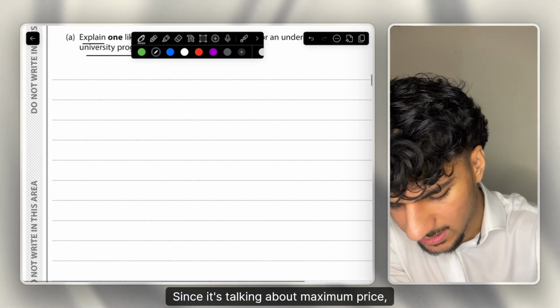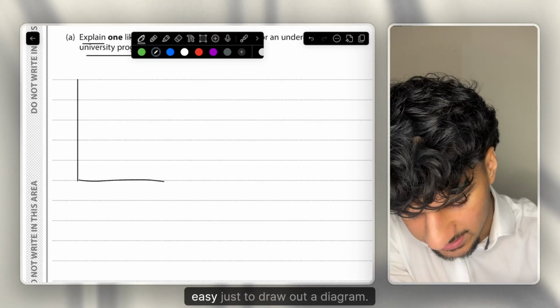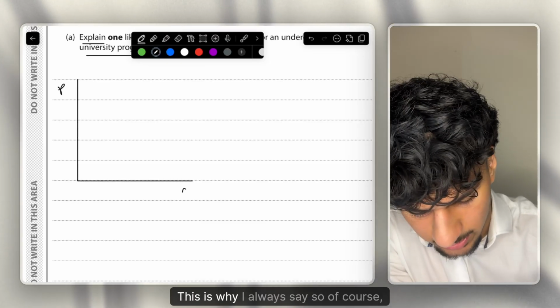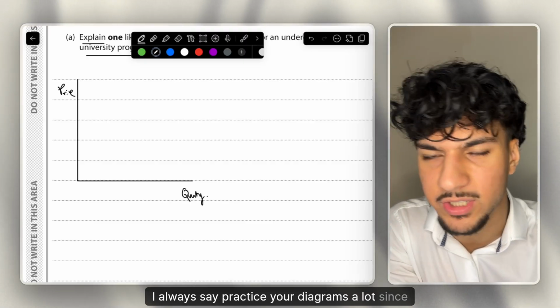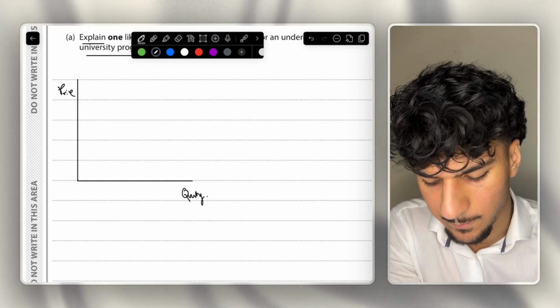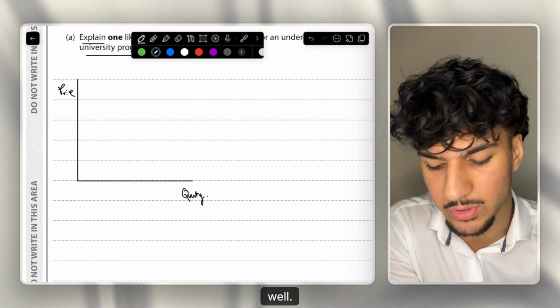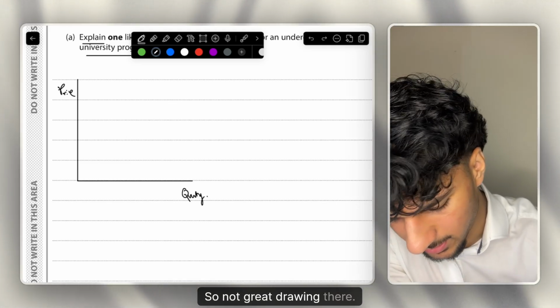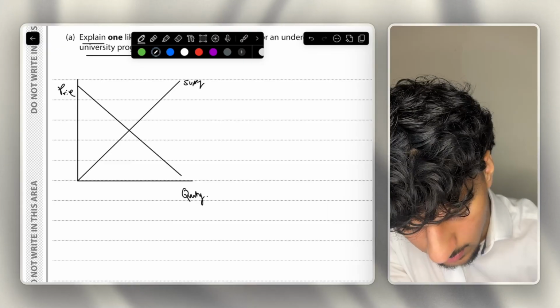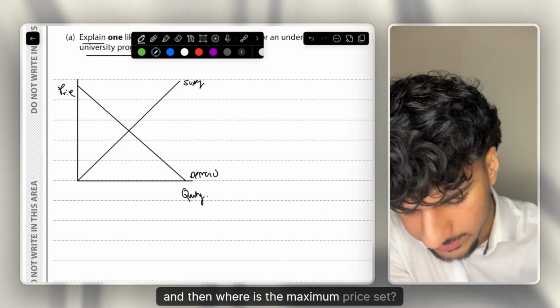Since it's talking about maximum price, I think it is actually really quick and really easy just to draw out a diagram. This is why I always say, so of course, price, quantity. I always say practice your diagrams a lot, especially for these section A's, since it means you can draw them out really quickly, as of course you don't want to waste too much time drawing diagrams either. So, not great drawing there, but supply, demand, and then where is a maximum price set?